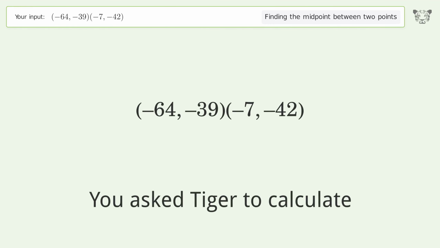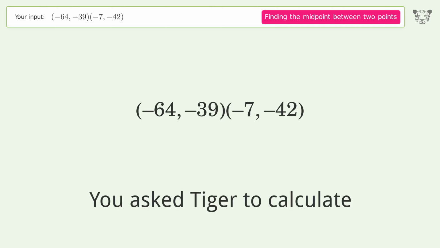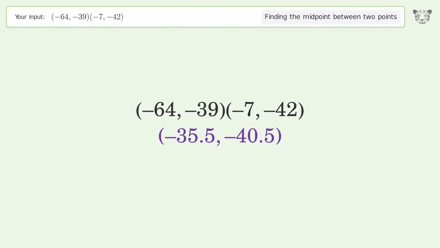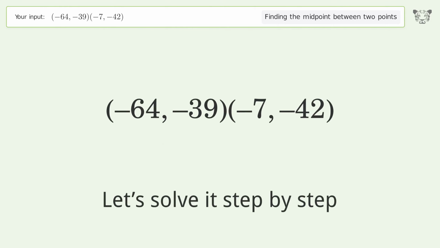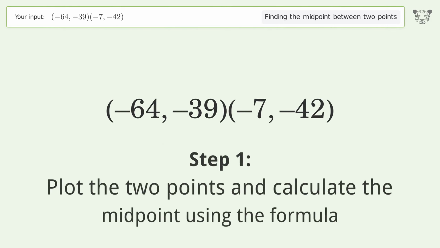You ask Tiger to calculate. This deals with finding the midpoint between 2 points. The midpoint between the 2 points is -35.5, -40.5. Let's solve it step by step. Plot the 2 points and calculate the midpoint using the formula.